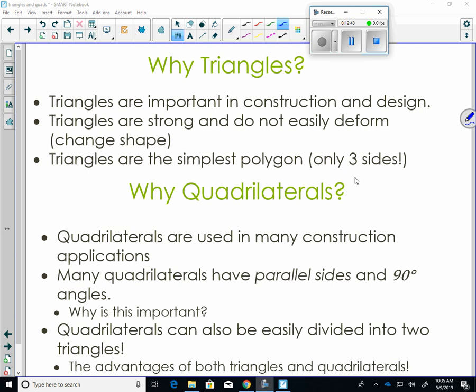Triangles are the simplest polygon, only three sides. Quadrilaterals are used in many construction applications. Many quadrilaterals have parallel sides and 90-degree angles. Why is it important? Well, because we probably want to keep things apart. We never want them to touch. Quadrilaterals can also be easily divided into two triangles, so they're important. When you're doing a patio, you want to make sure it's square, so it doesn't look weird. It's visually pleasing.